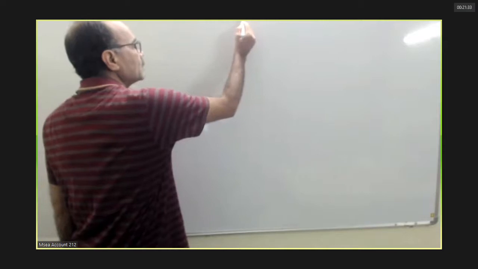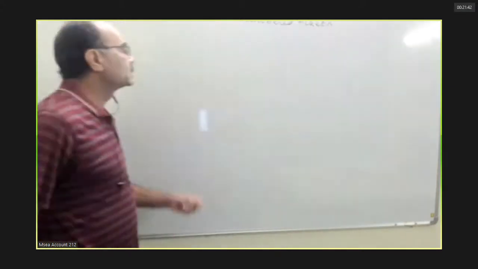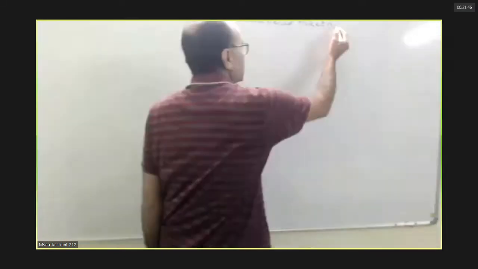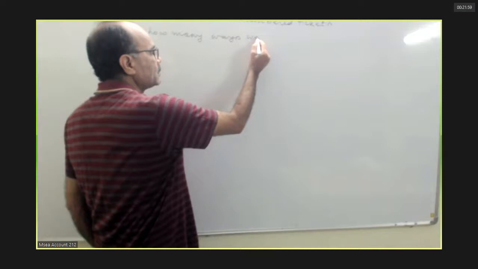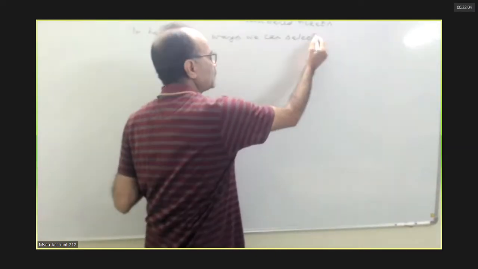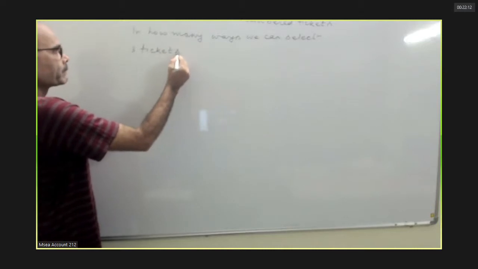So let us do some miscellaneous problems today. If there are twice n numbered tickets, in how many ways can we select three tickets which are in AP?